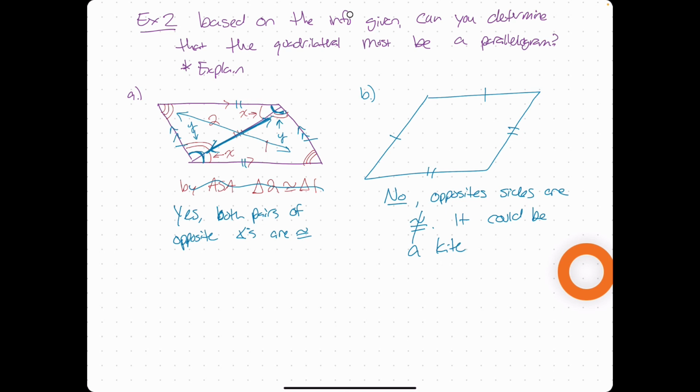Remember the kite thing? Yeah, it's just a weird shaped guy. It is a weird shaped kite, but it could be because you have two connected sides, adjoining sides, adjacent sides that are congruent.